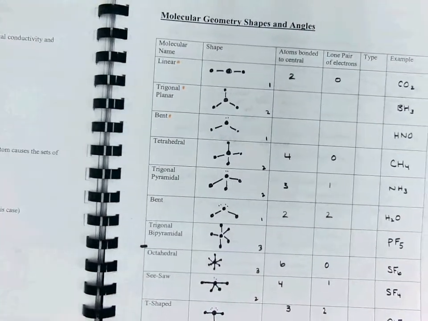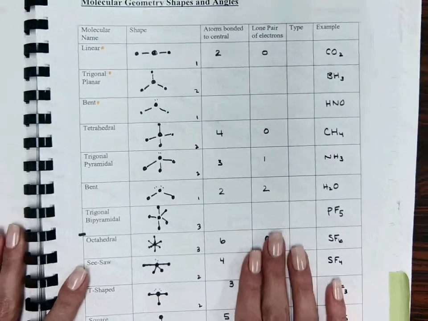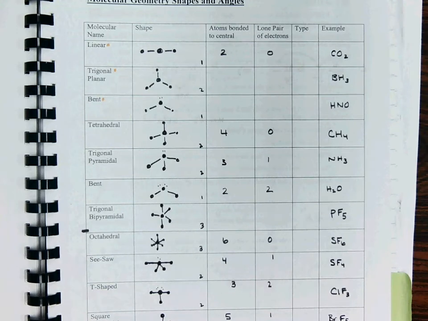On page 78 of your notebook, we have a chart that shows the molecular geometry along with shapes and angles. If you haven't taken these notes, you can take them with me. If this is just a review, you can follow along.